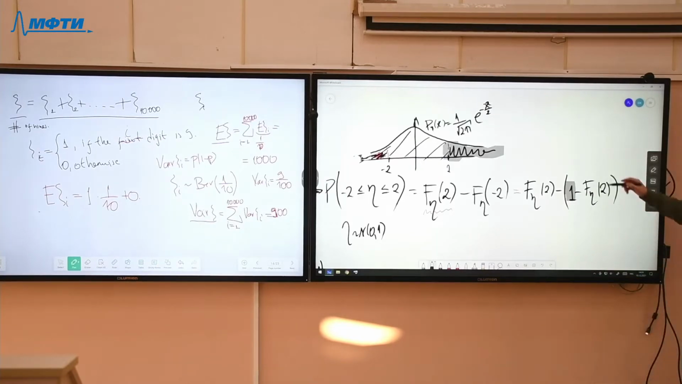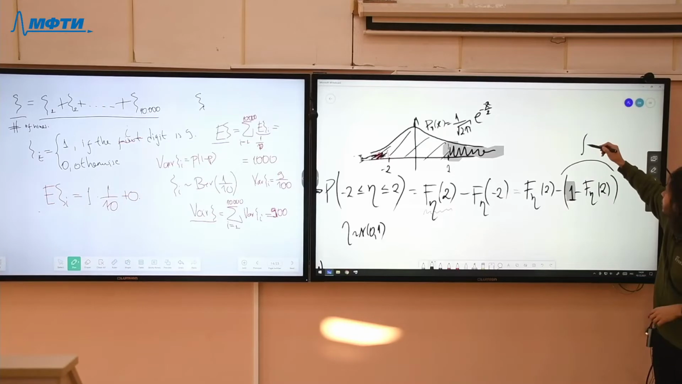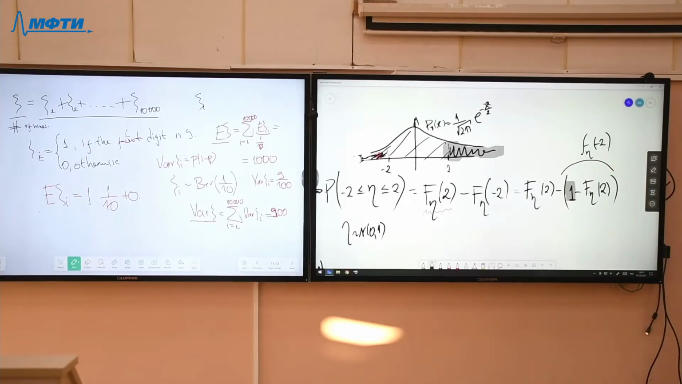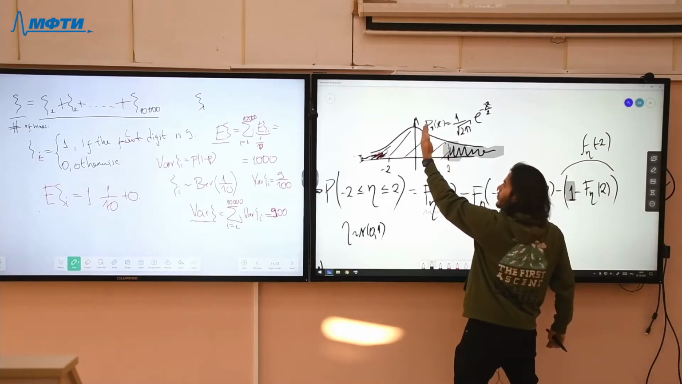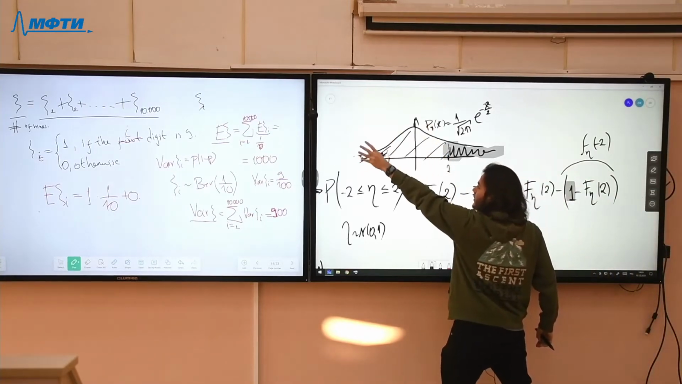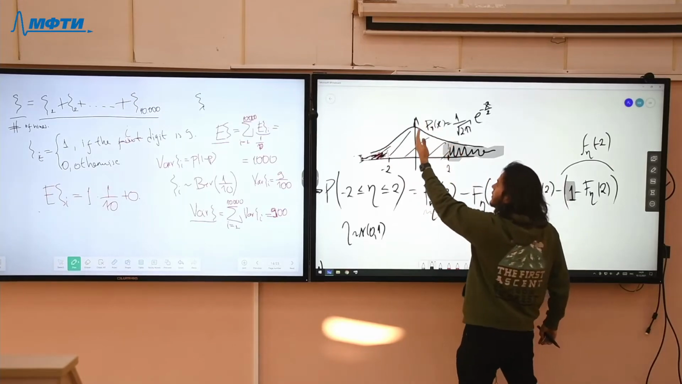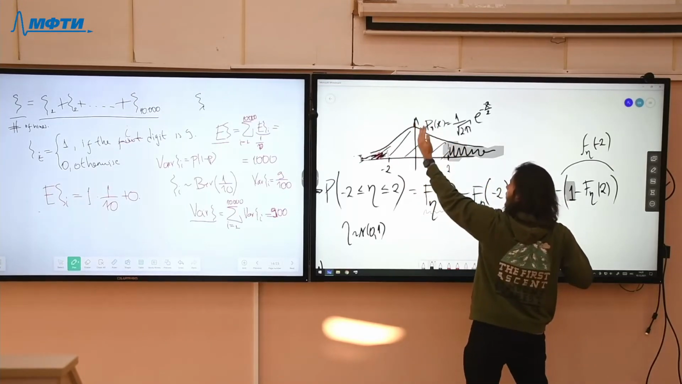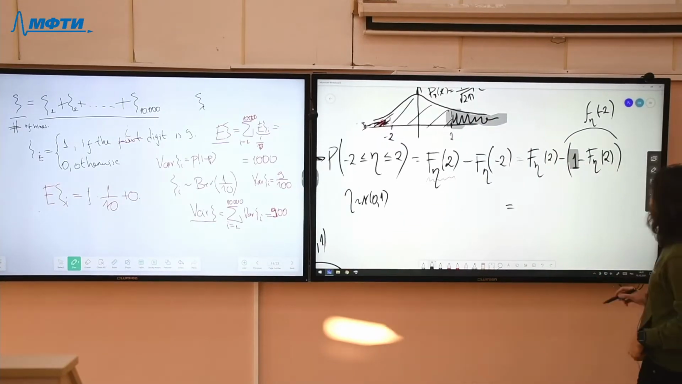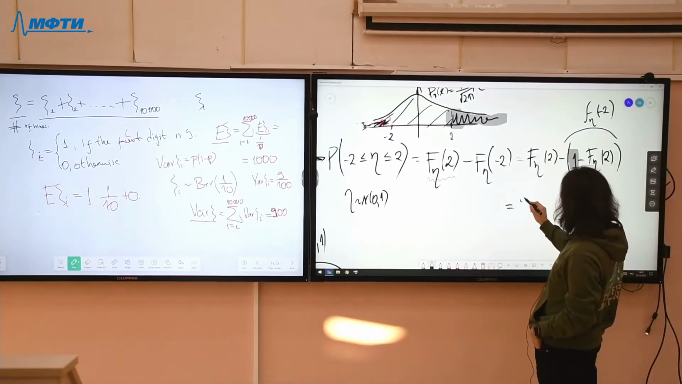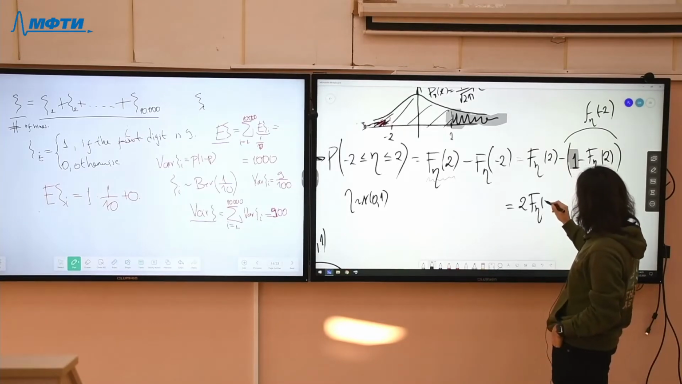Right? So this is the same as F eta at the point minus 2, because this is an even function, right? This function is even. The area on that side is exactly the same as this area here, right? Good, so what do we get? We get 2 times this function minus 1.